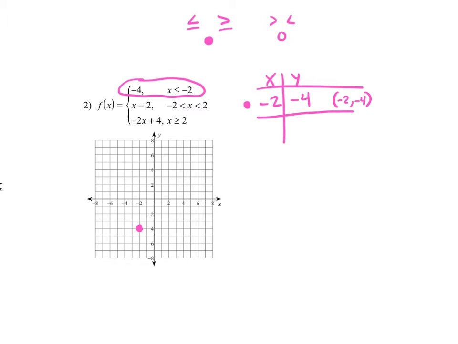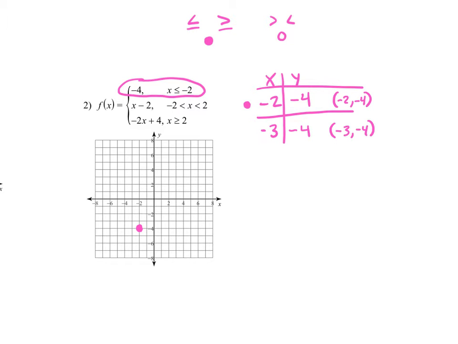What can we plug in next here? -3. So this says x is less than -2. We can plug in any number less than -2. So let's plug in -3. What's our y going to be? -4. So then what's our point?